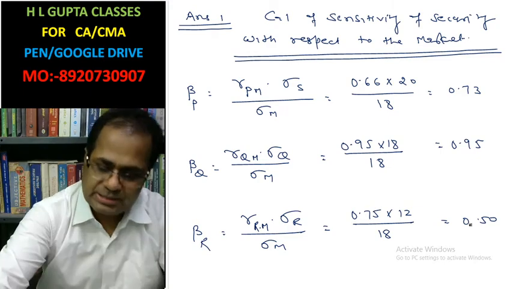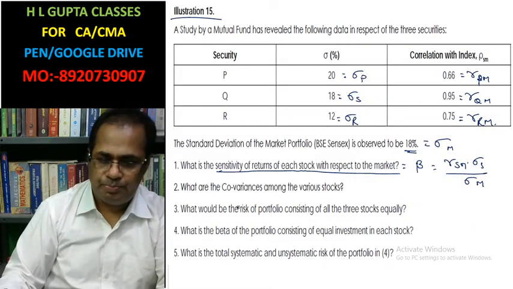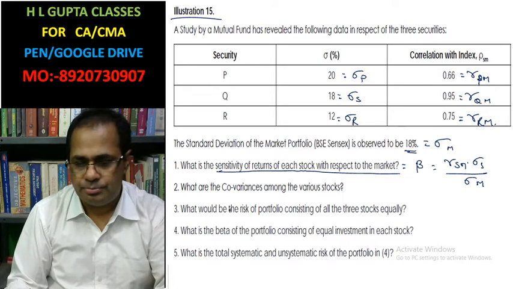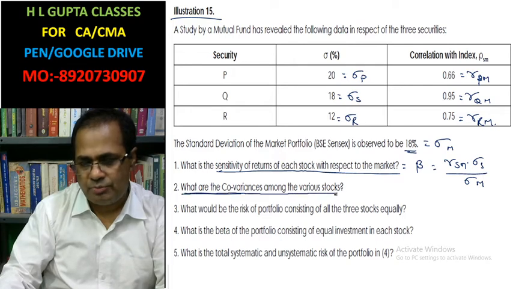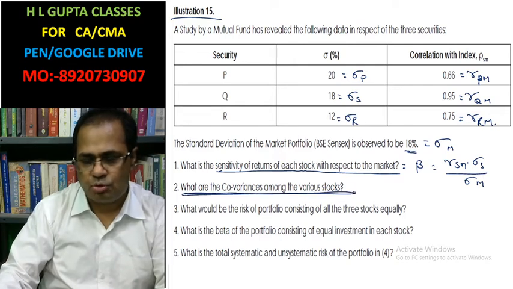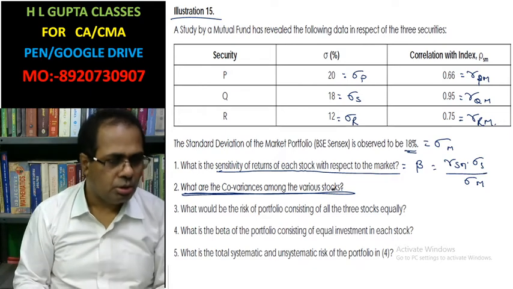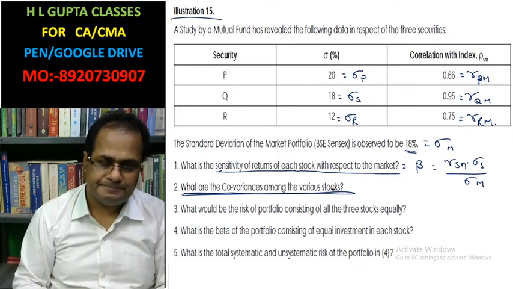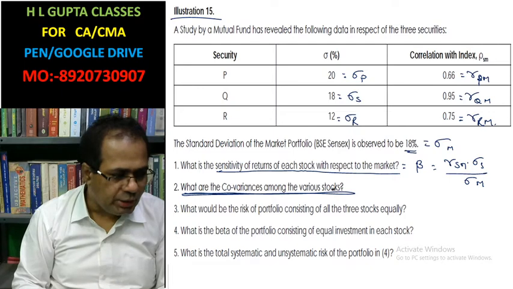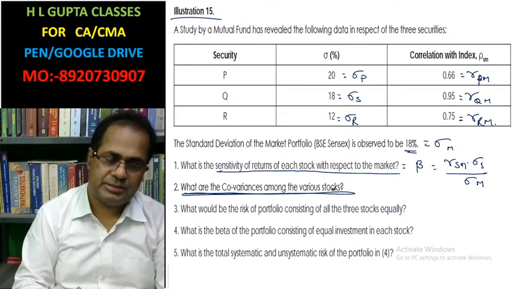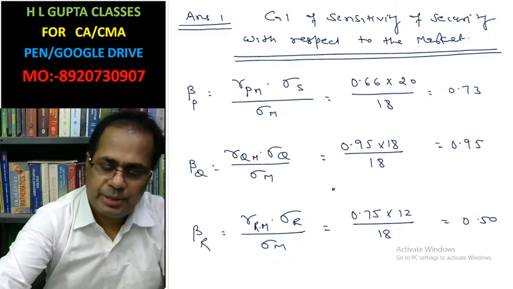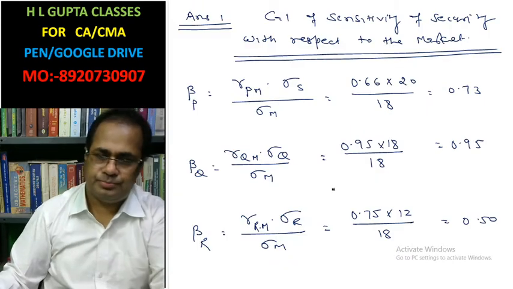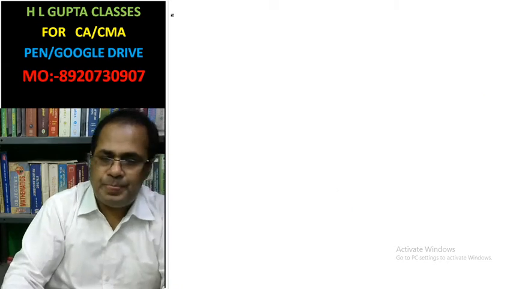Okay, in the second part, what is the question? Look at it. What is the covariance among the various stocks? Please try to understand covariance among the various stocks. In this case, you have to calculate covariance, and you have to keep one formula in mind.